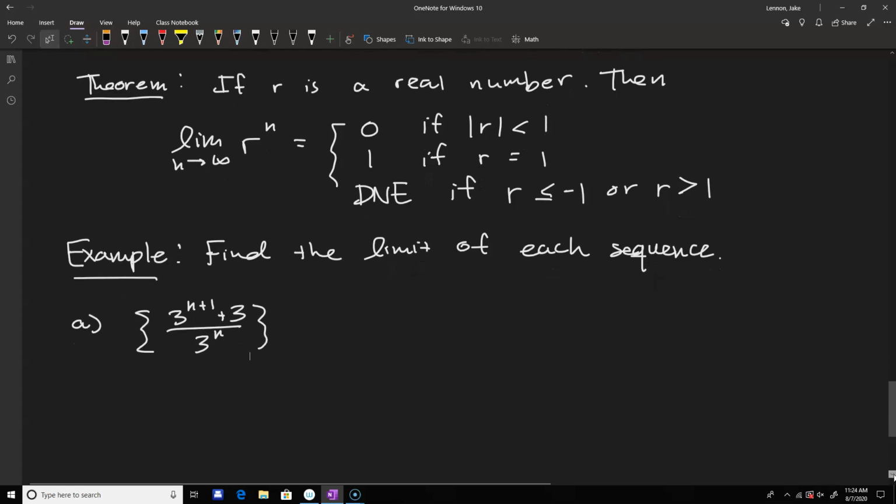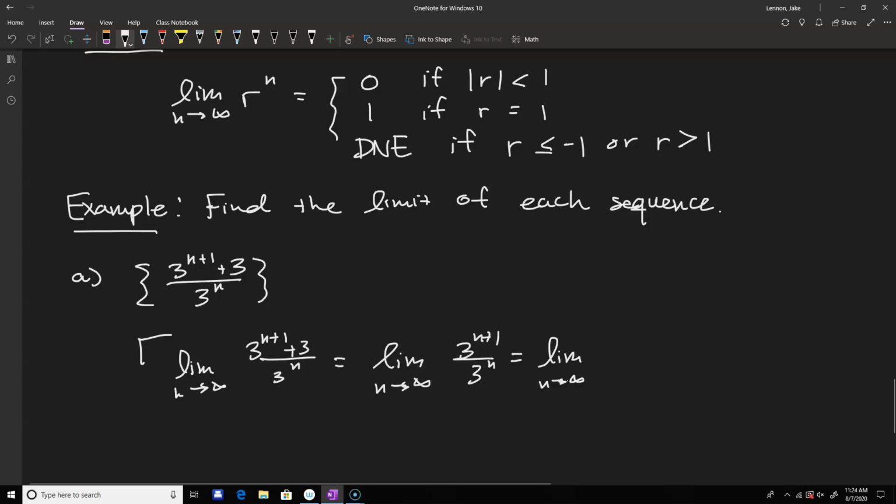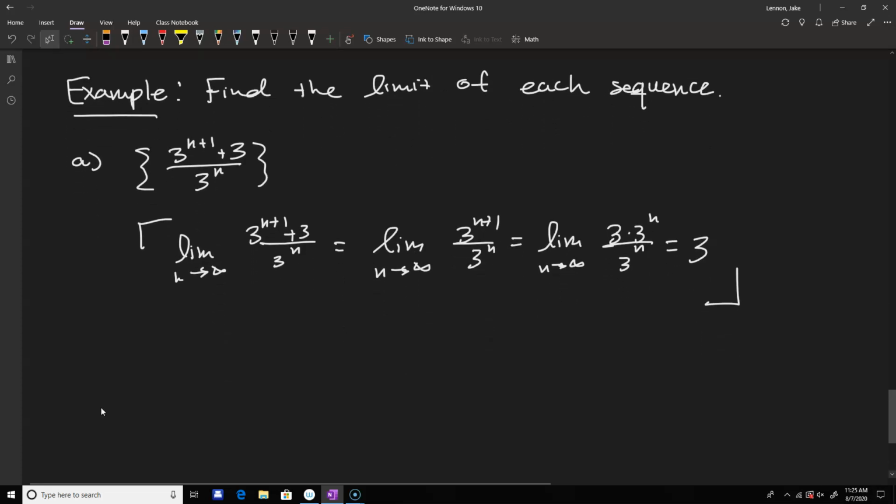Okay, so again, we're just looking at the limit of the closed form here. The limit as n goes to infinity of (3 to the n plus 1 plus 3) over 3 to the n. Well, essentially that plus 3 on the top doesn't really matter for us. So this is just going to be the limit as n goes to infinity of 3 to the n plus 1 over 3 to the n. And we know that this can be written as the limit as n goes to infinity of 3 times 3 to the n over 3 to the n. So really, those cancel, and we see that our limit here is just going to be evaluating to 3. So that would be the limit of this sequence. Again, just focusing on the dominant terms.